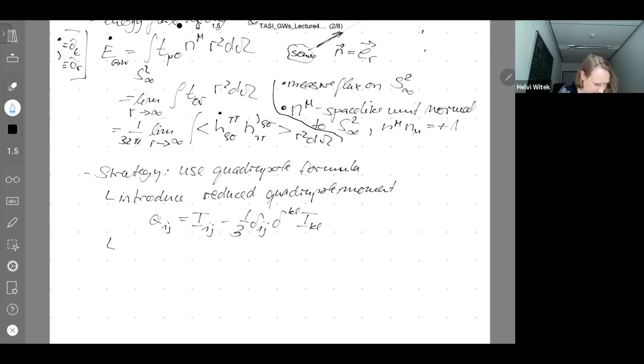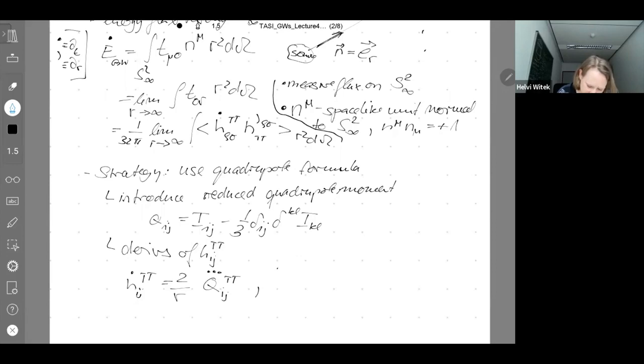We will need the derivatives of h_ij. And again, let me just write out the final result. So the first one, of course, is obvious. The time derivative just gives us 2/3 times the third time derivative of our reduced quadrupole moment.